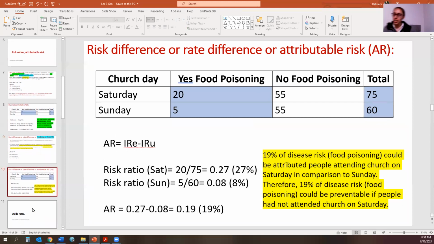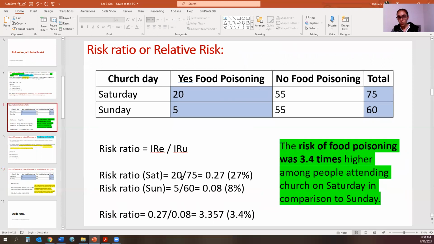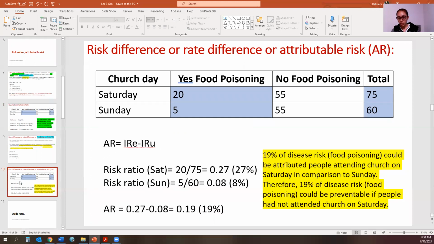So what does the formula look like? Again, the same example, so it helps you understand the concept. You have people going to church on Saturday versus Sunday, and these are the same numbers as before. For attributable risk, first you have to calculate the risks. It is the same thing: 20 divided by 75, 5 divided by 60.